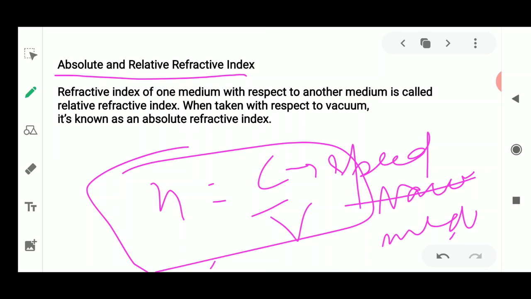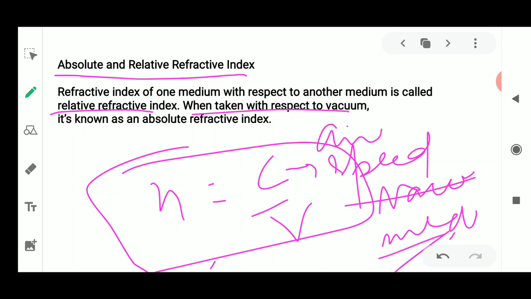Suppose that it is not the vacuum, it is air, and the next medium is the water. So this was the relative refractive index. But we need to know about the absolute refractive index. So what is this absolute refractive index? Absolute refractive index is just the comparison of the values of the speed of light with respect to vacuum, from the medium.